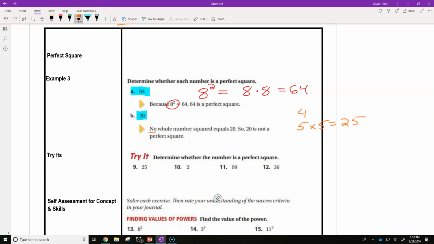4 times 4, which is 16. So I can then say 4 times 4. If 4 times 4 is less than 20, do I have to check 3 times 3 or 2 times 2? No, because those are even smaller. So when we prove this, all you have to do is find the ones in the middle. No, 20 is not a perfect square because 4 times 4 is 16, which is less than 20, and the next factor is 5, but 5 times 5 is 25, which is greater than 20.